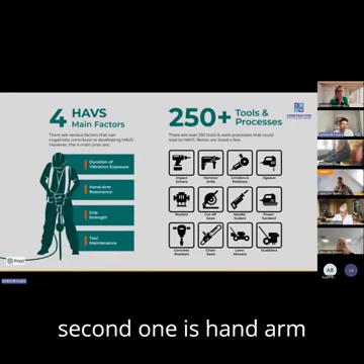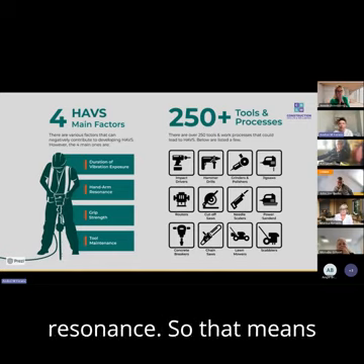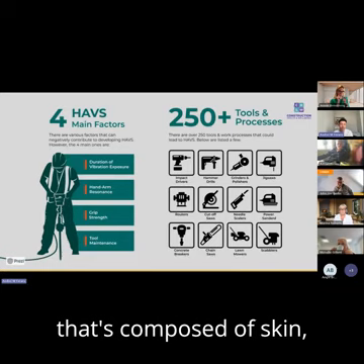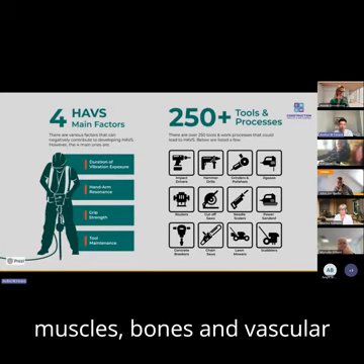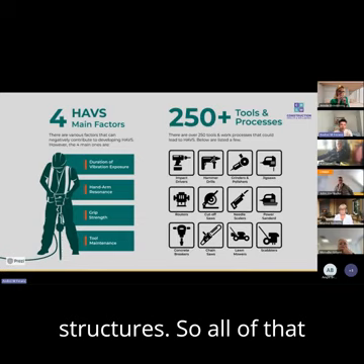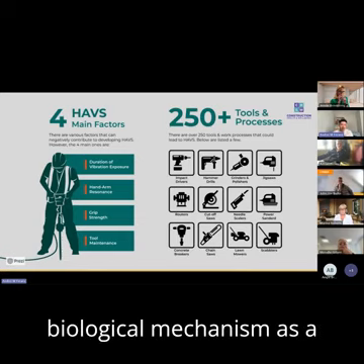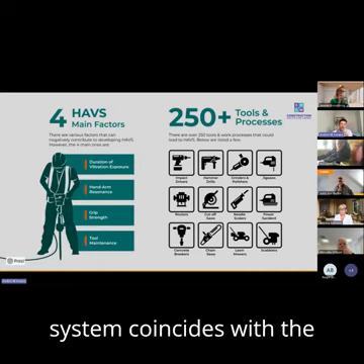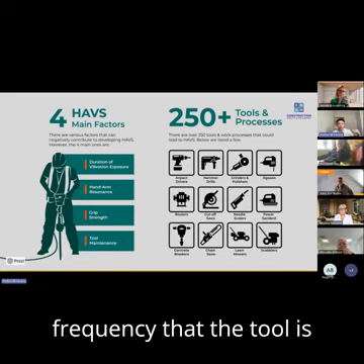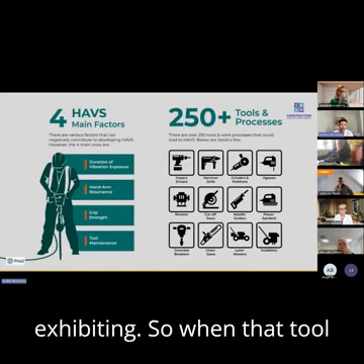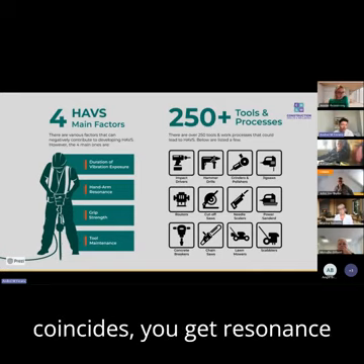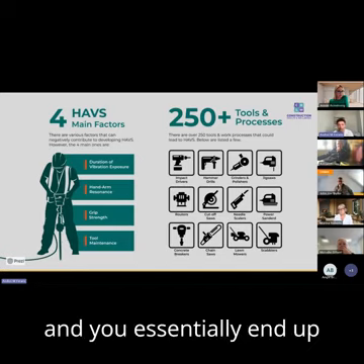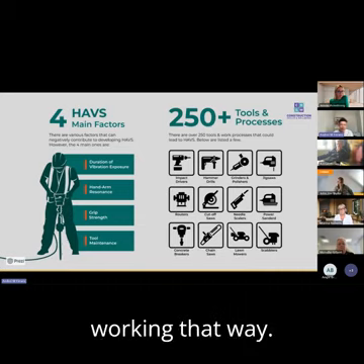The second one is hand-arm resonance. That means the operator's hand-arm system that's composed of skin, muscles, bones, and vascular structures. So all of that biological mechanism as a coupled system resonates. The natural frequency of that system coincides with the frequency that the tool is exhibiting. So when those two coincide, you get resonance, and that's when blood is being pushed out of your fingers, and you essentially end up with hand-arm vibration syndrome if you continue working that way.